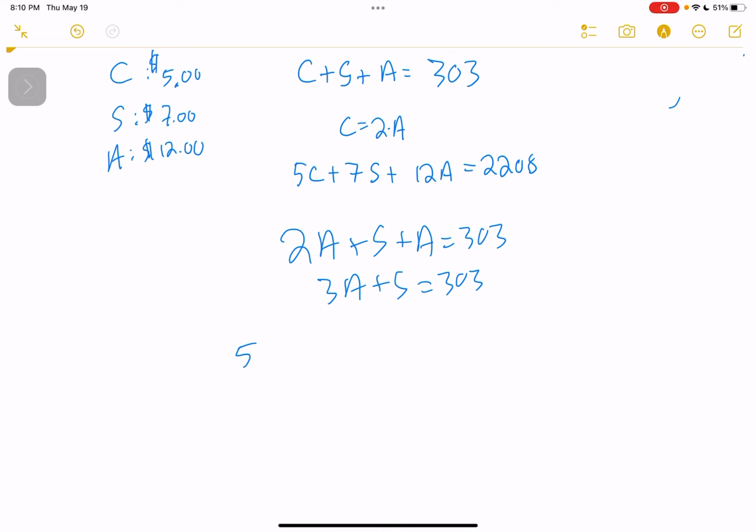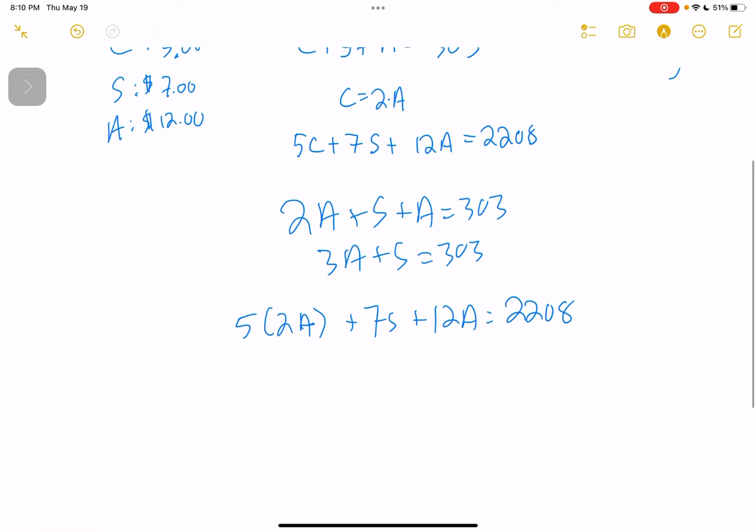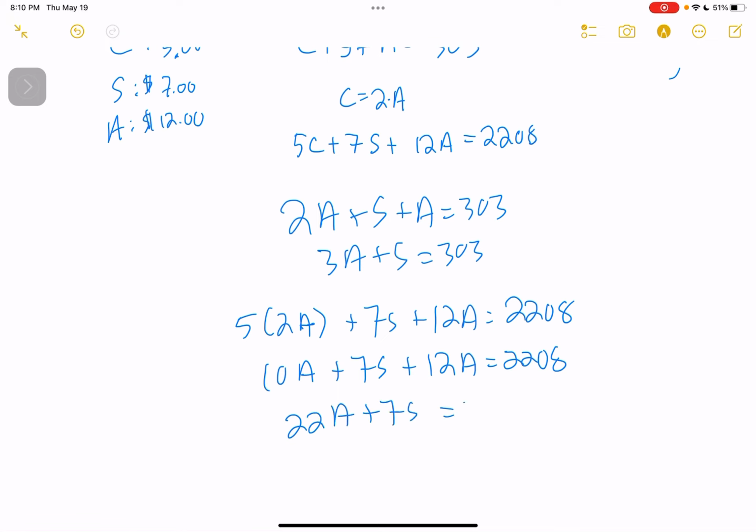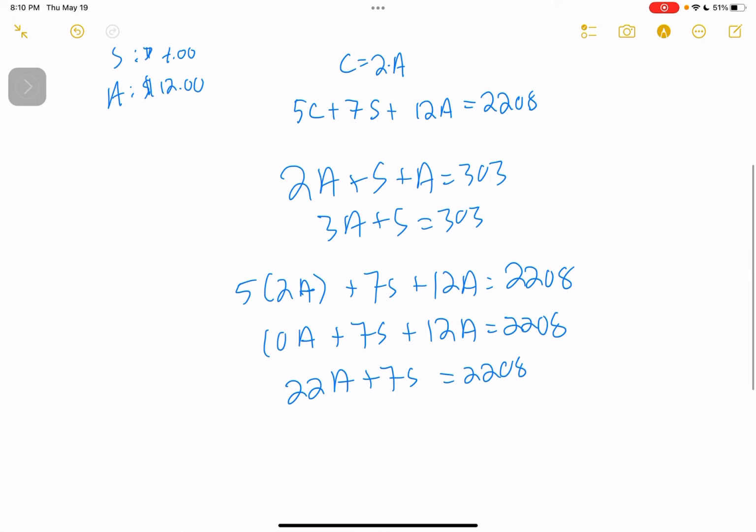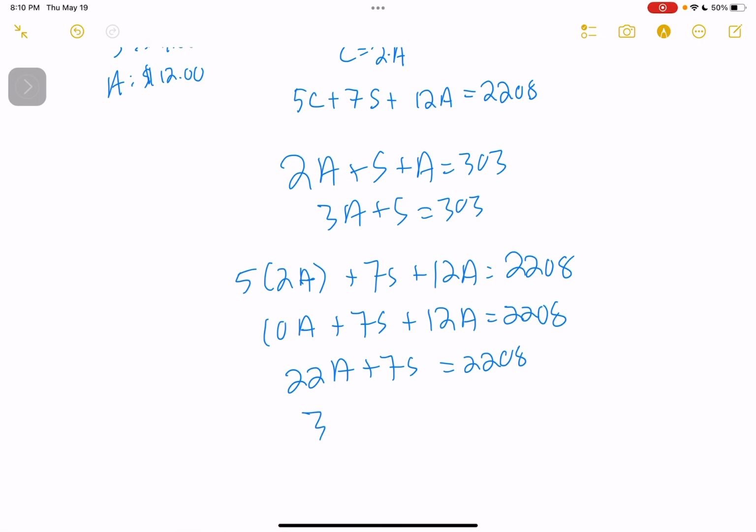5 times, not C, we'll say 2A, plus 7S plus 12A equals 2208. So that's 10A plus 7S plus 12A is 2208. If I simplify that, 22A plus 7S is 2208. And what was the other equation we had? 3A plus S equals 303.